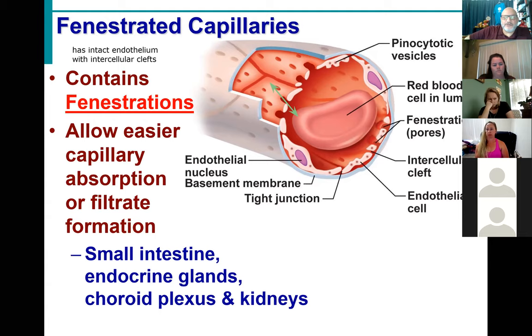Satellite cells wrap around the cell bodies of our peripheral neurons. So they do wrap around. Schwann cells wrapped around to make the myelin. What was the epithelial type cell that lined the capillaries to make the choroid plexus? Anyone? It was an epithelial type cell.